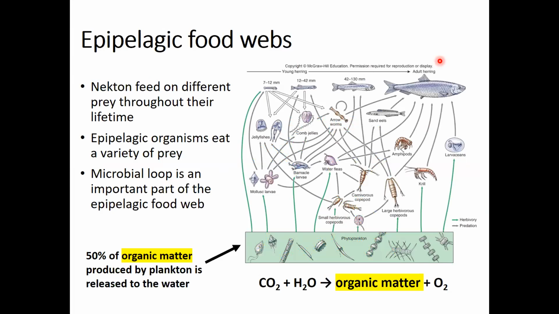And in the epipelagic, the microbial loop is really important. So phytoplankton, primary producers, remember they're making organic matter through photosynthesis. They're using energy from the sun to combine carbon dioxide and water and produce organic matter and oxygen. But about half of that organic matter is actually lost to the water. And the microbial loop is really important in saving or recycling that organic matter.